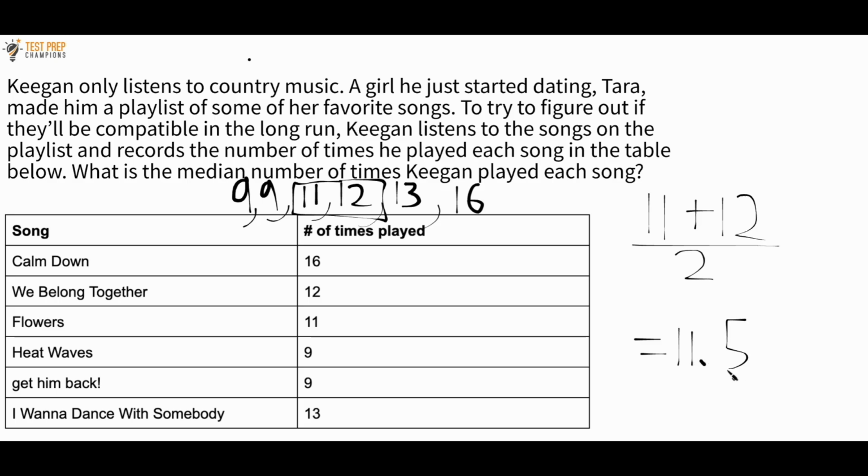And there's one last thing I want to note here. So in this case here, we had an even number of numbers, right? We had 1, 2, 3, 4, 5, 6. So whenever you have an even number of numbers, after you put the numbers in order from smallest to largest, you want to pick out the two numbers in the middle and add them up and divide by 2.